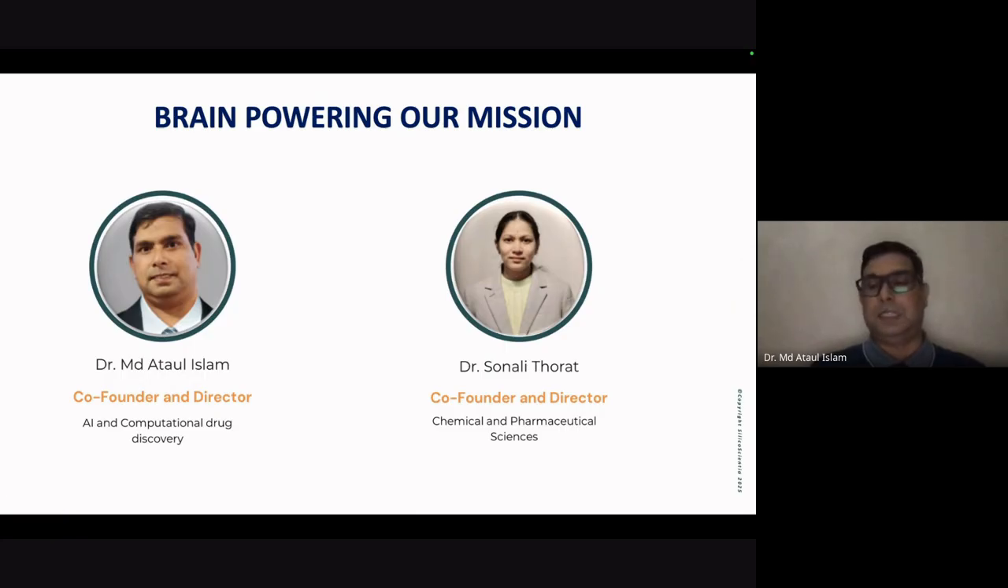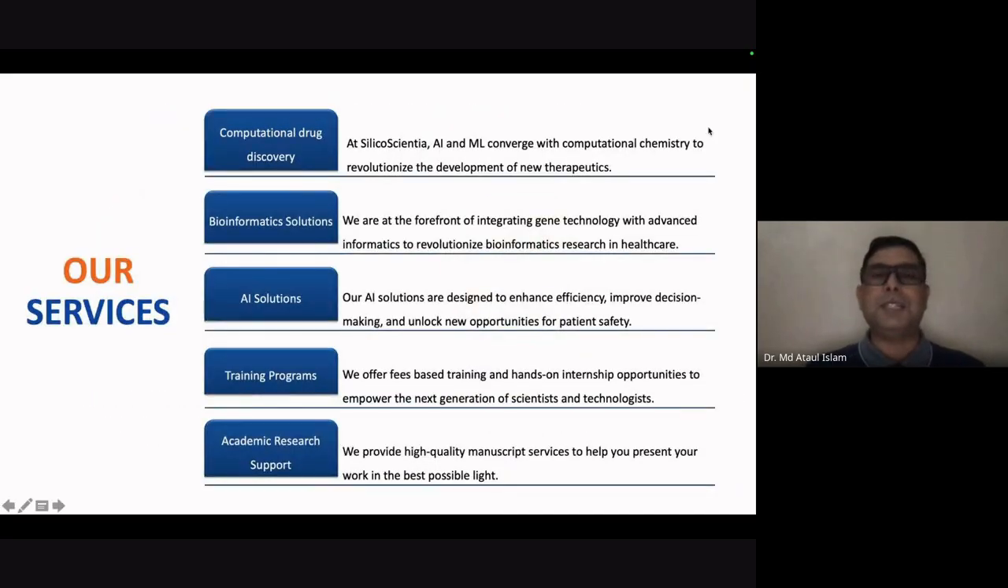It is a two-year-plus company, situated in Bangalore. We are giving services like computational drug discovery services. We are giving solutions in bioinformatics. Also, we are giving solutions of artificial intelligence in healthcare.